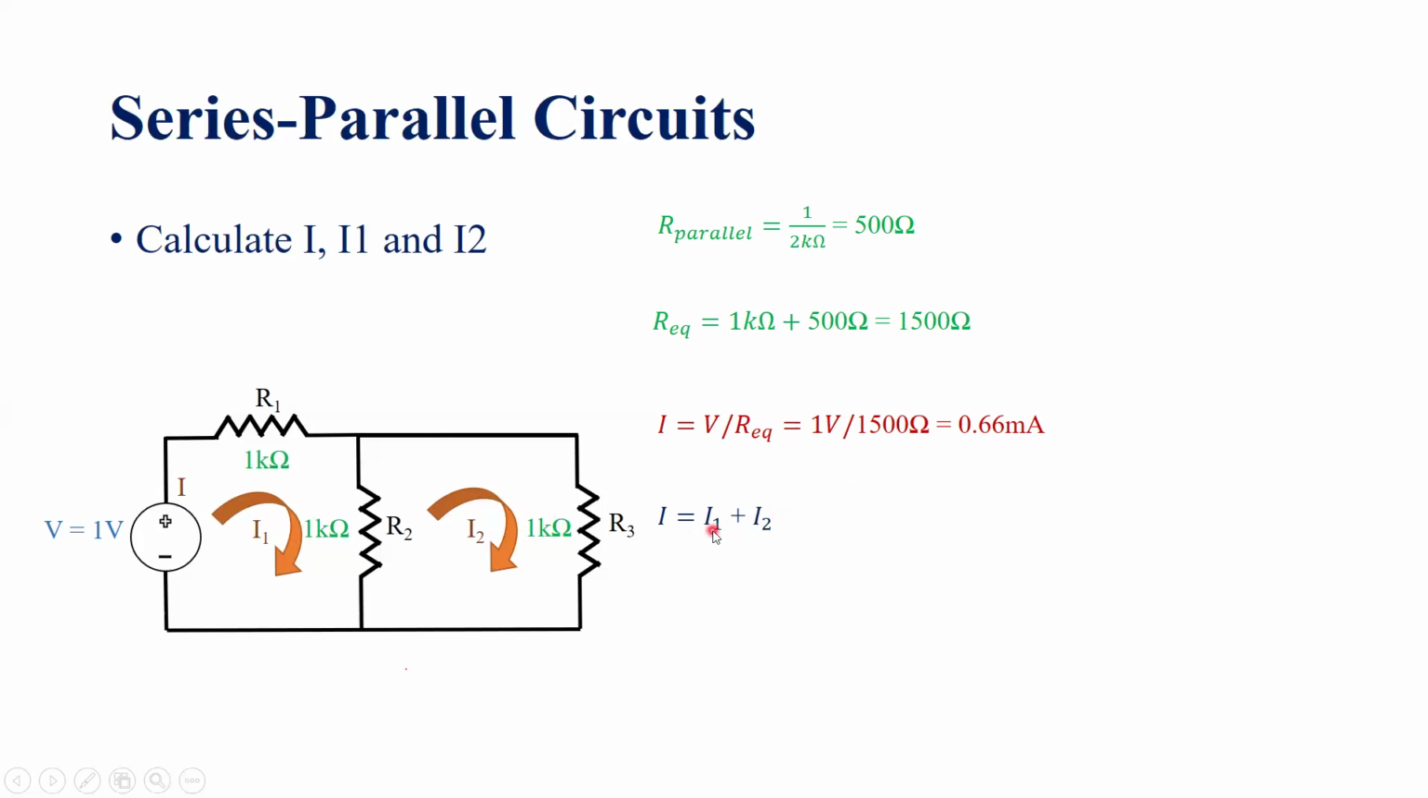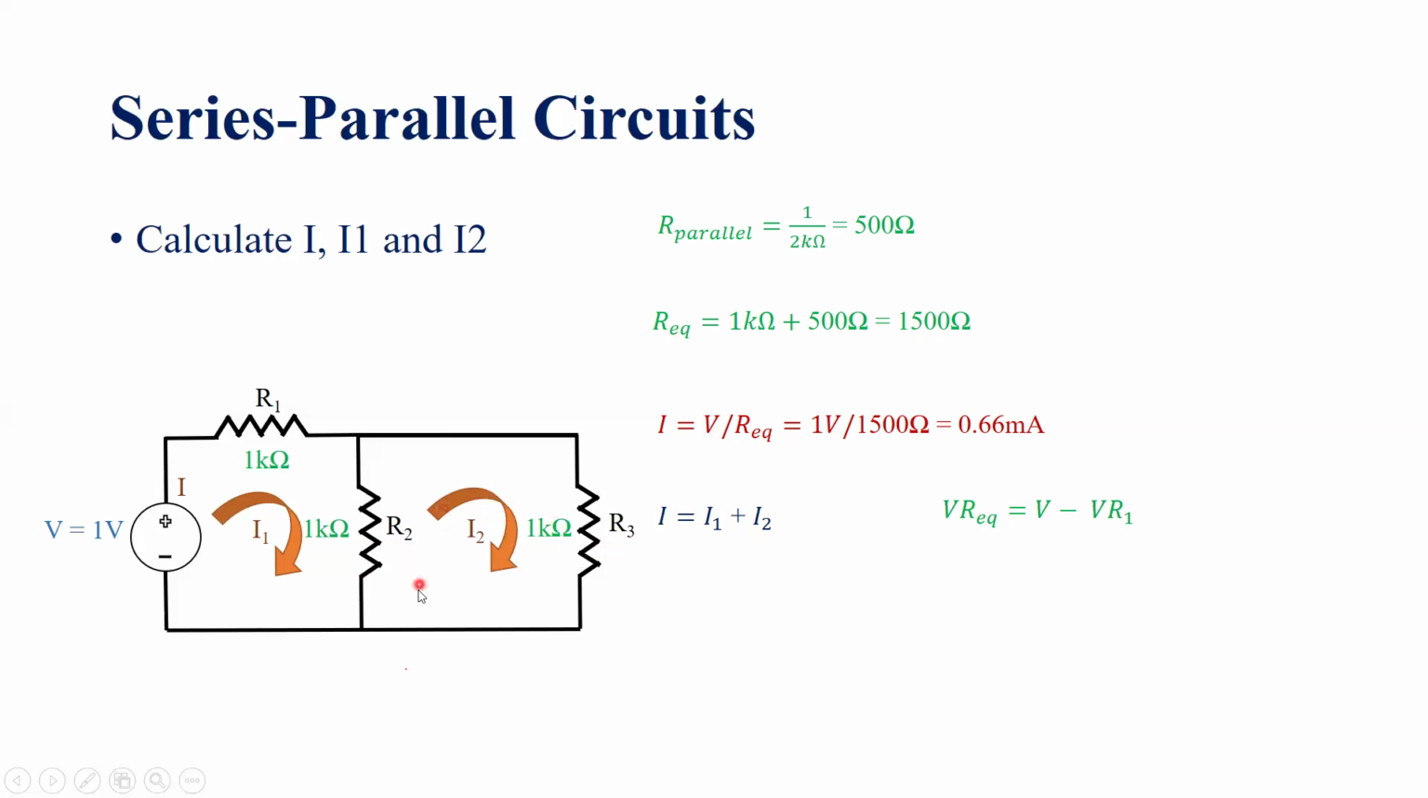However, both I1 and I2 are unknown here. Only the value of I is known. So how do we determine or calculate the values of I1 and I2? To do that, we need to know the voltage across the equivalent resistance of the parallel combination of R2 and R3. So R equivalent, we know, is the parallel combination of R2 and R3.